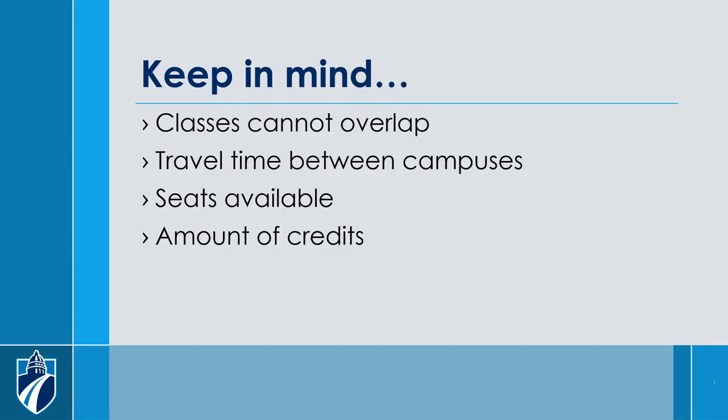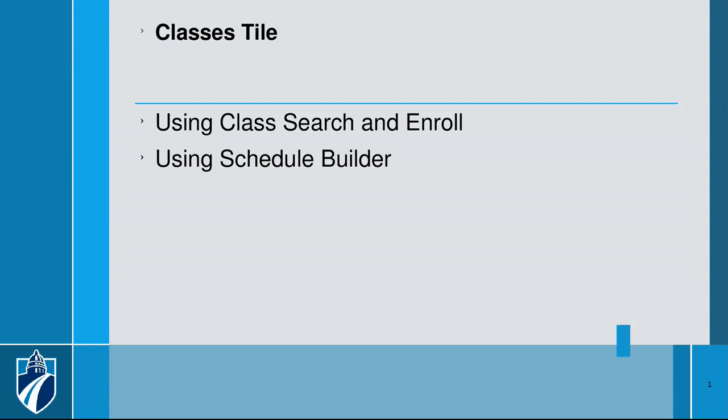Watch for number of seats available, if it's open or says wait list. And look at those number of credits. Also, you saw those as units as well. You can use the Class Search and Enroll feature or use this Schedule Builder.